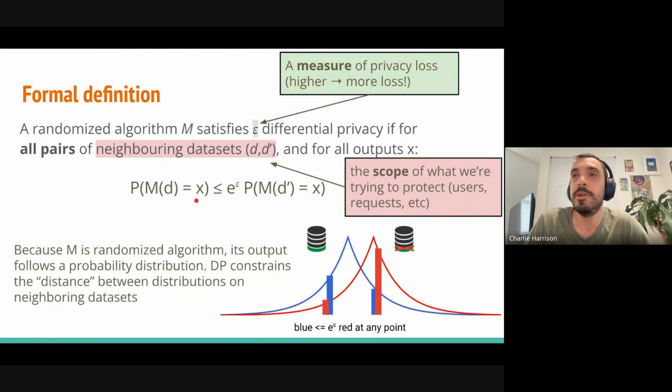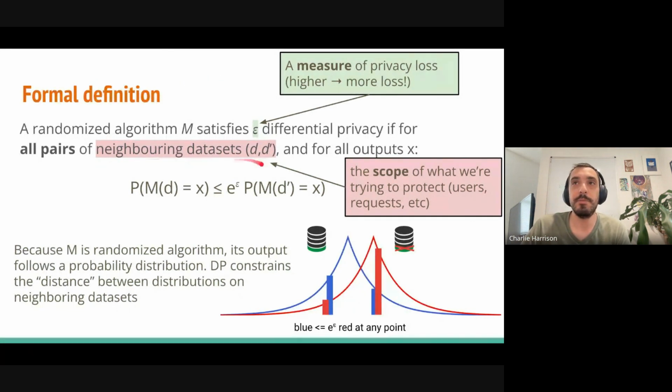A few important pieces here. We have this epsilon parameter, which is a measure of privacy loss. When you see higher epsilons, you should be thinking higher privacy loss. When you see lower epsilons, you should be thinking lower privacy loss. We'll go over a semantic interpretation of what this epsilon means in a few slides.